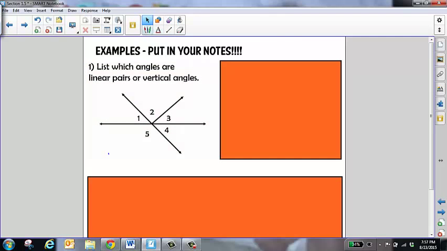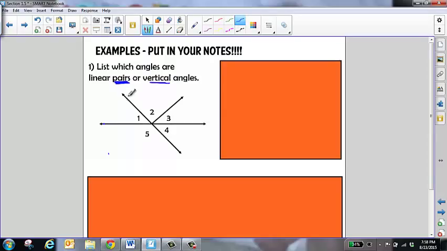here is our first problem. It says list which angles are linear pairs or vertical angles. Now we know that linear pairs and vertical angles are just made up of 2 angles, not 3. A lot of times what people will say for this problem is they'll look at this line here and say that, oh, angles 1, 2, and 3 are linear because all together they form a straight line, but a pair just means two. So 1, 2, and 3 cannot be a linear pair because it's three angles and not two.